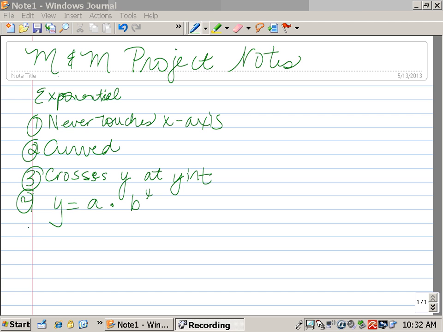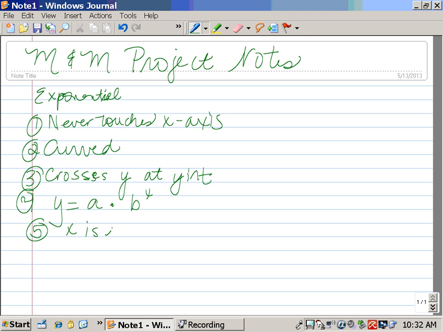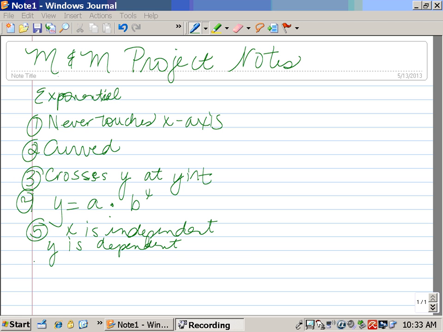Now, x is independent. And while we're here, so nobody gets to say another really easy one, y is dependent. Okay, number 6, it's a function. Why is it a function? X's are all passes. Vertical line test. It is a function. Are all of these functions? They are.